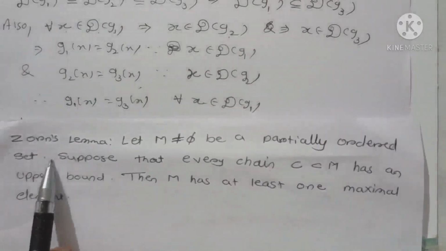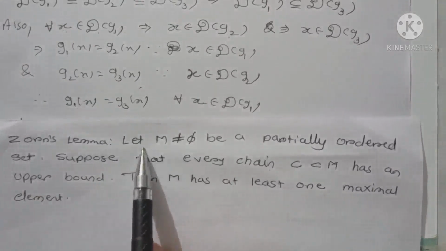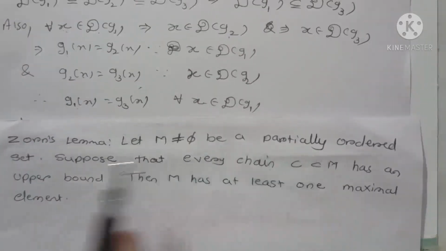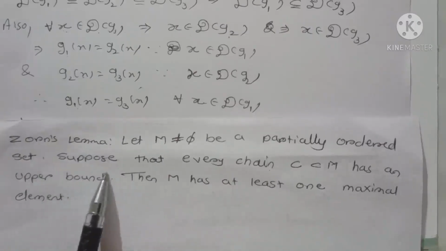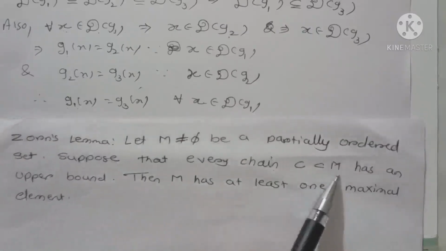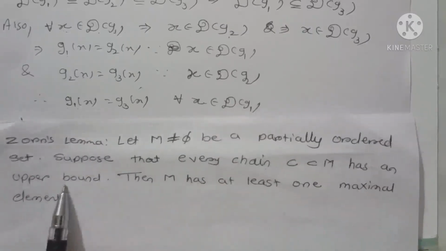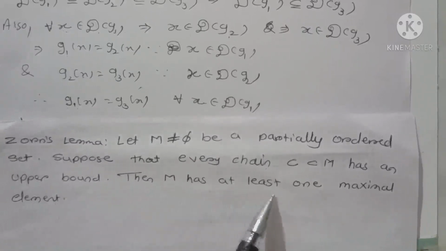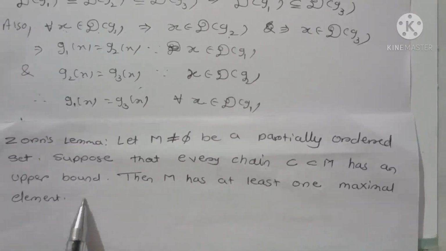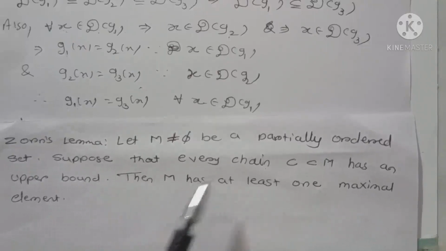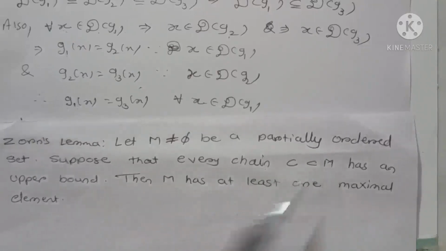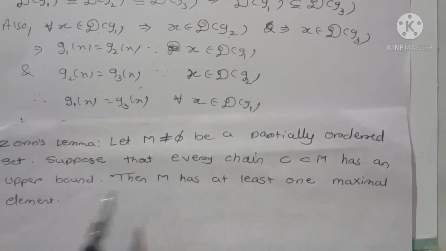The statement is that let capital M not equal to empty set be a partially ordered set. Here we show that our set capital E is a partially ordered set. Suppose that every chain C subset of M has an upper bound, then capital M has at least one maximal element.